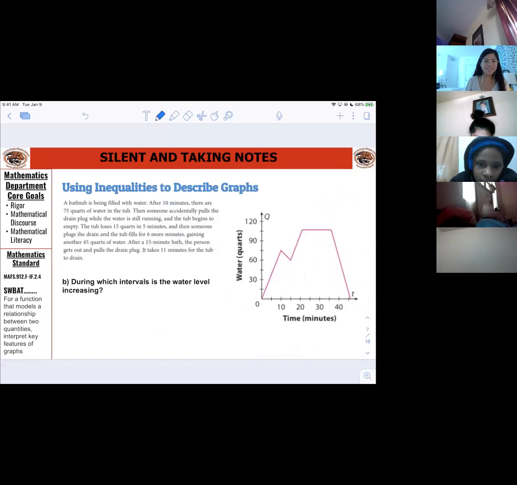It's not that hard. All right, when is the water level increasing? Now I'm not going to label it. Somebody tell me one interval where it is increasing. From 15 to 20. From 15, and that goes for 6 minutes, so it's not 20, it's going to be 21. That's one interval where it's increasing.